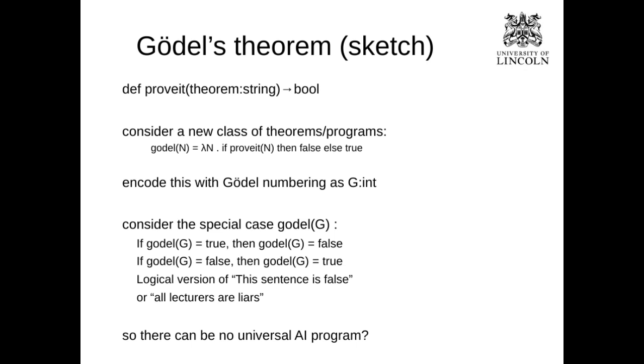If Gödel of g is true, then from the definition of the Gödel function, Gödel of g must be false. That's because we've called prove it to ask whether the thing is true or not, and we've deliberately returned the opposite truth value. Conversely, if Gödel of g is false, then Gödel of g must be true, again following from the definition. What Gödel did was create a logical version of the sentence, this sentence is false. It's a classic logical paradox.